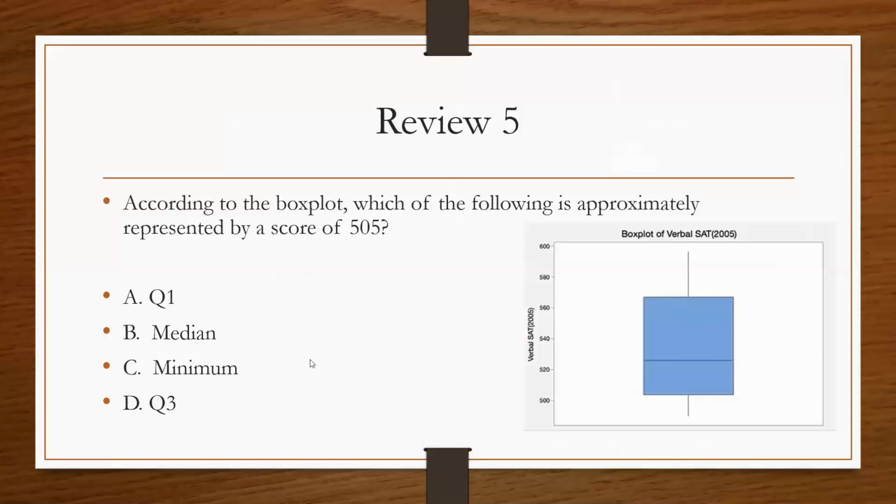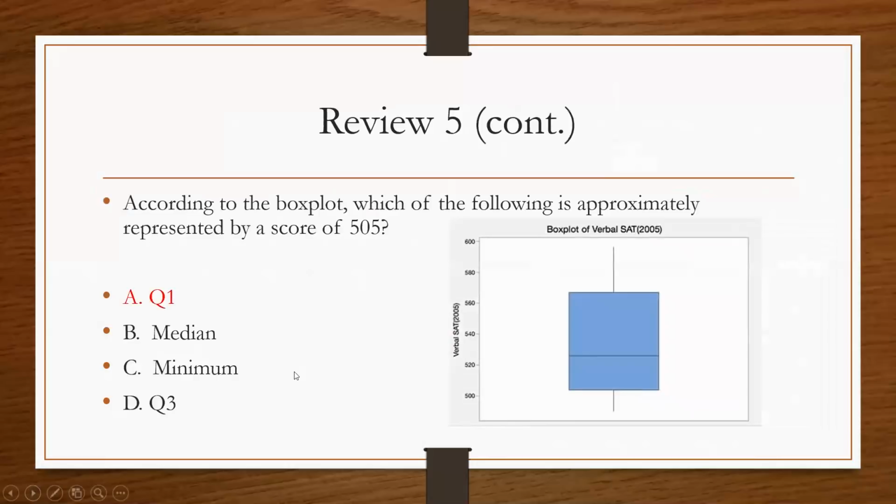All right. I see some conflict. So most of you kind of fell into the little trap and you thought it was the minimum. But the minimum is way down here, which note is below 500. So it can't be approximately 505. It's probably like 490 something. But up here, this is Q1, which is just a little bit above 500. So it is the closest to being a 505.